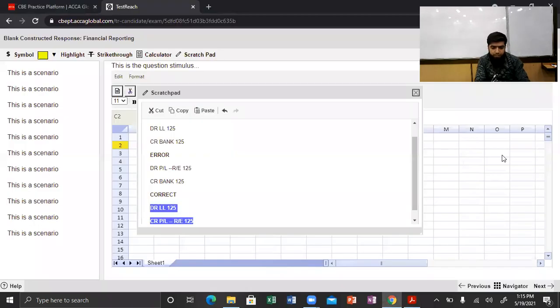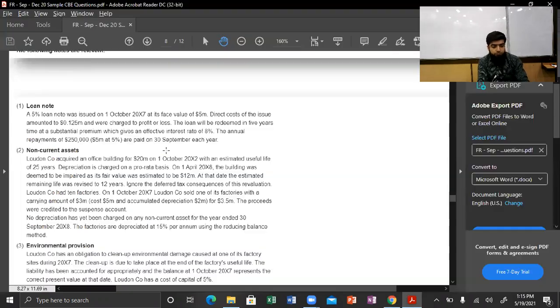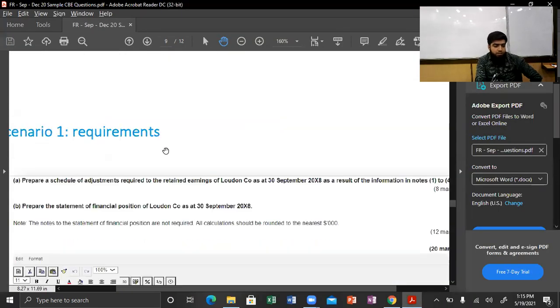So let's start with the adjustment. First of all, let's read out the requirement of this question. What is the requirement of this question? There are certain adjustments, and the requirement is A. Prepare a schedule of adjustments required to the retained earning of LOUDON company at 30th September 2008 as a result of the information in notes 1 to 4. It means we need to make a summary or statement of the required adjustments.